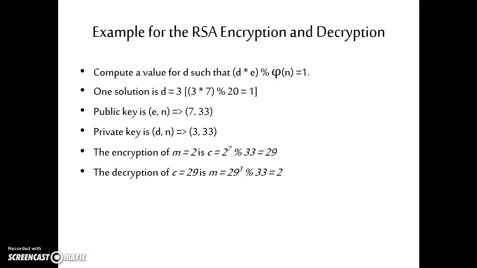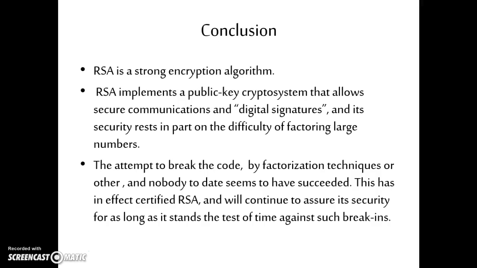So now after decryption we have to find the original message. So message is equal to ciphertext to the power private key mod n. We got 2. That is matching our original text. Here we observe that the original text is not modified for the receiver, but it is modified in the channel such that it is unreadable by any others.